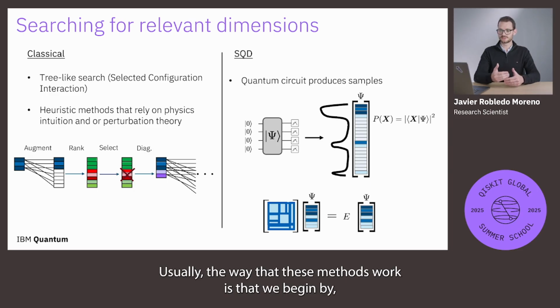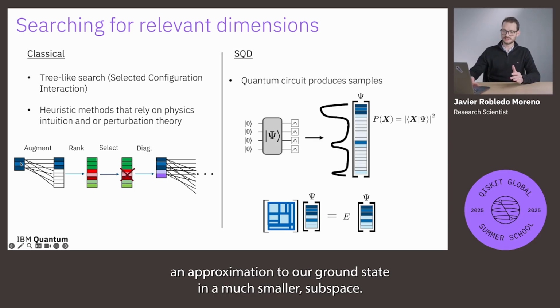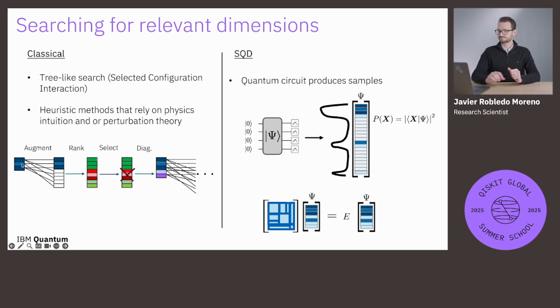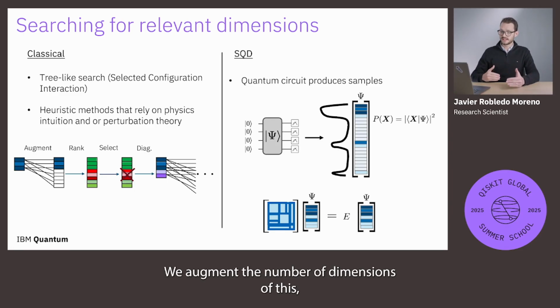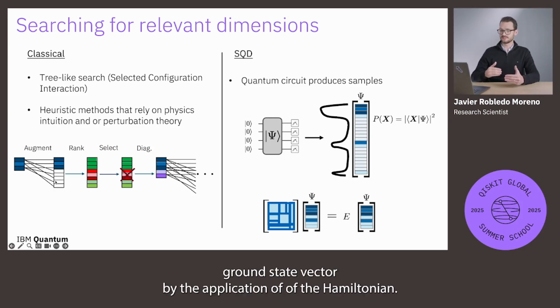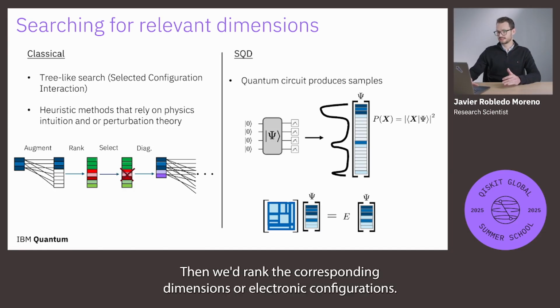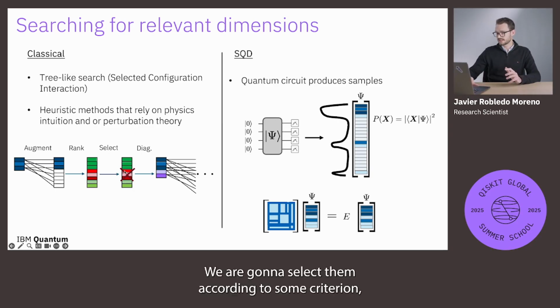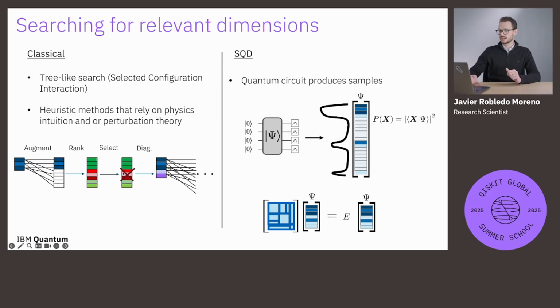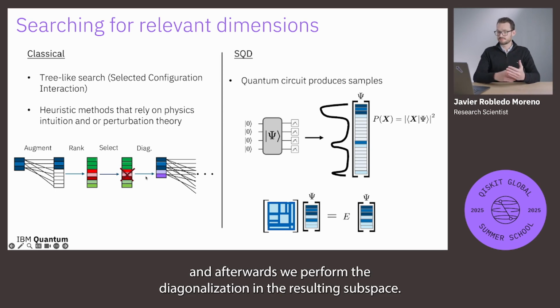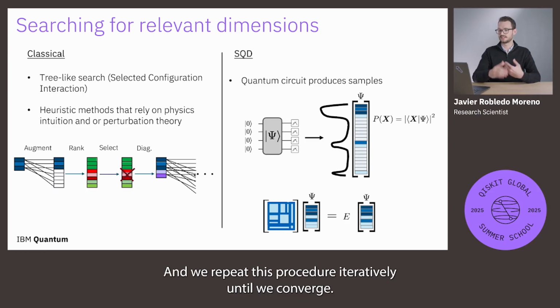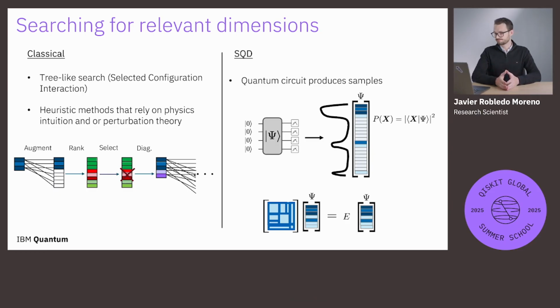Usually, the way that these methods work is that we begin with an approximation to our ground state in a much smaller subspace. We augment the number of dimensions of this ground state vector by the application of the Hamiltonian. Then we rank the corresponding dimensions or electronic configurations. We select them according to some criterion, and afterwards we perform the diagonalization in the resulting subspace, and we repeat this procedure iteratively until we converge.